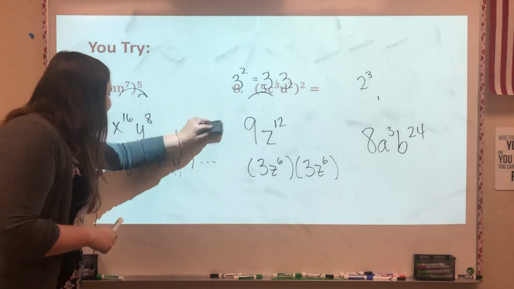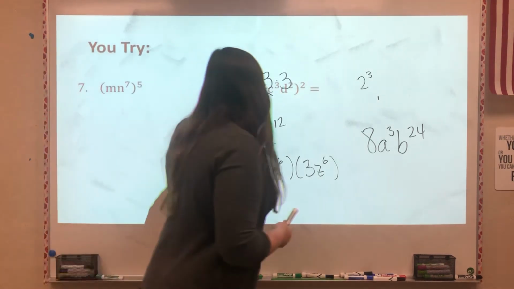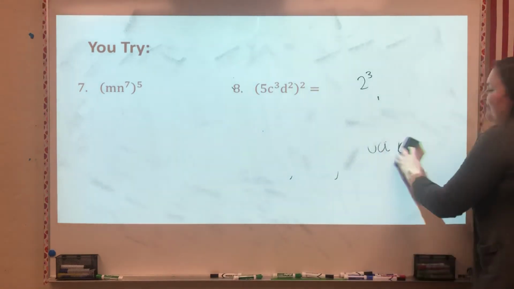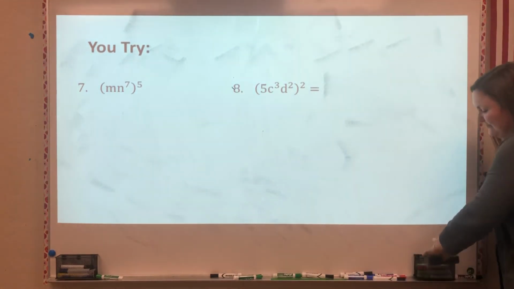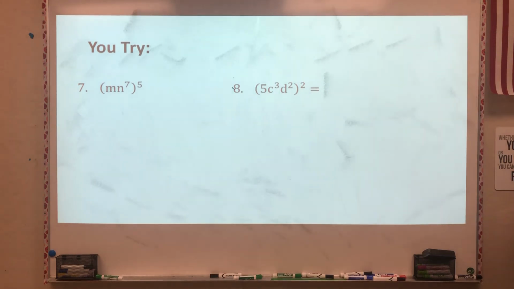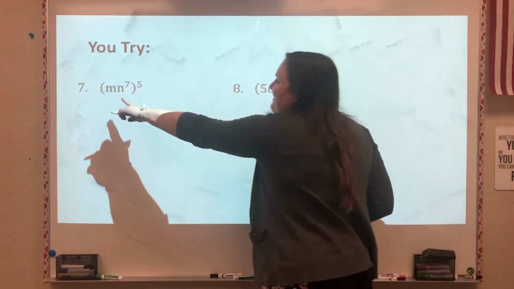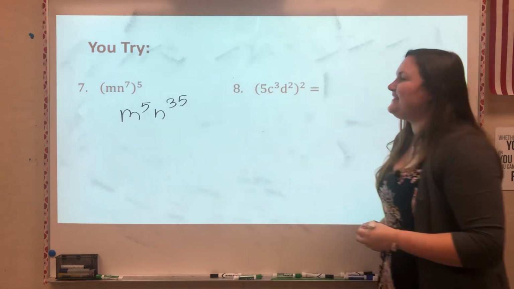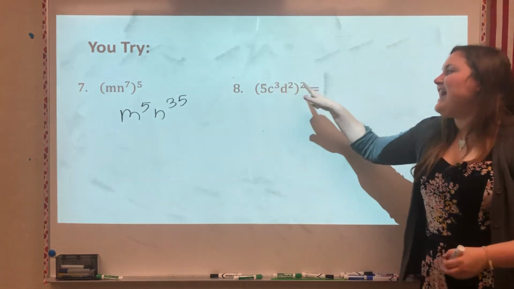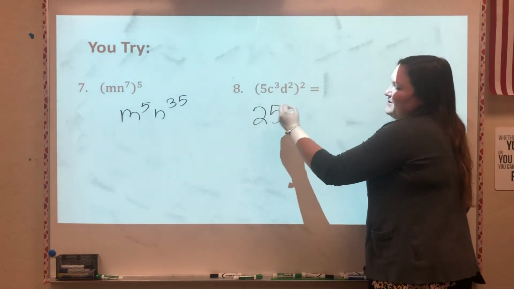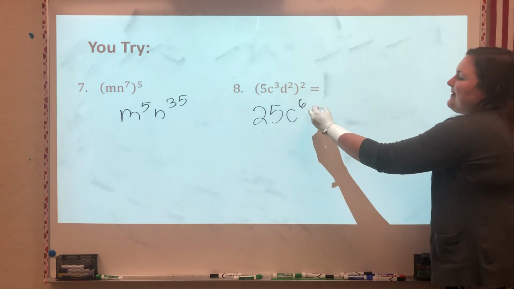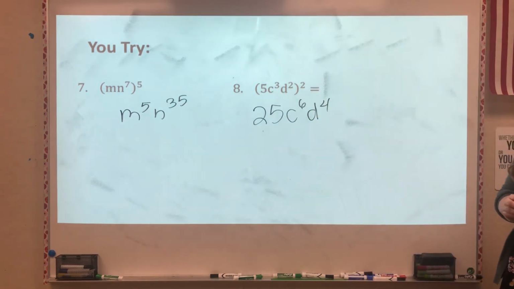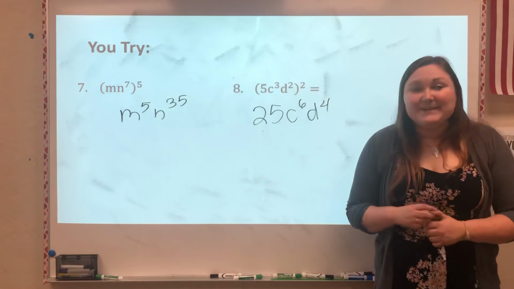The last part for this is these two here for you to try. We've got mn to the 7th power, all raised to the 5th power. And then 5c cubed d squared, all squared. For this first one, make sure you didn't forget about the m. It would be m to the 5th power, n to the 35th power, because we're multiplying those exponents. Here, make sure you did 5 squared. 5 squared means 5 times 5, which is 25. And then c to the 6th power, d to the 4th power. These are the last examples we've got.